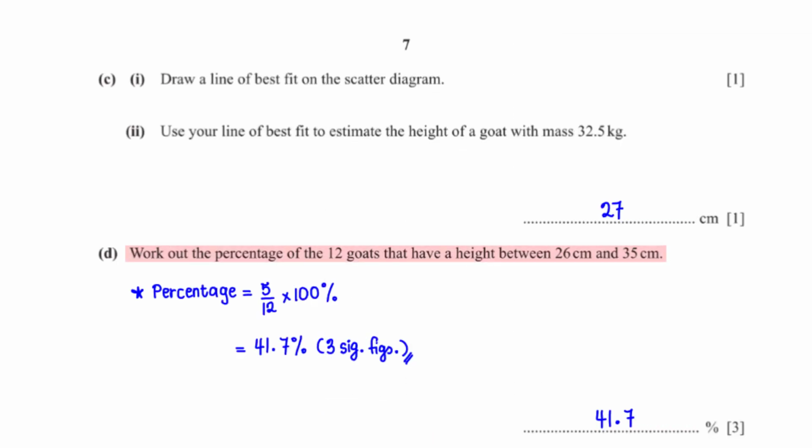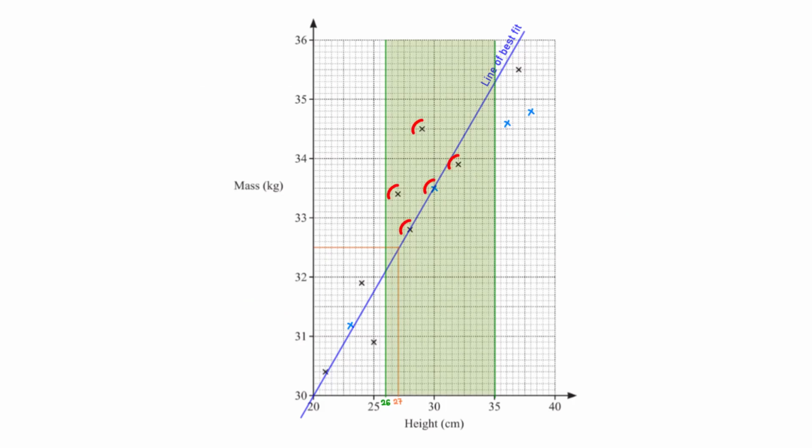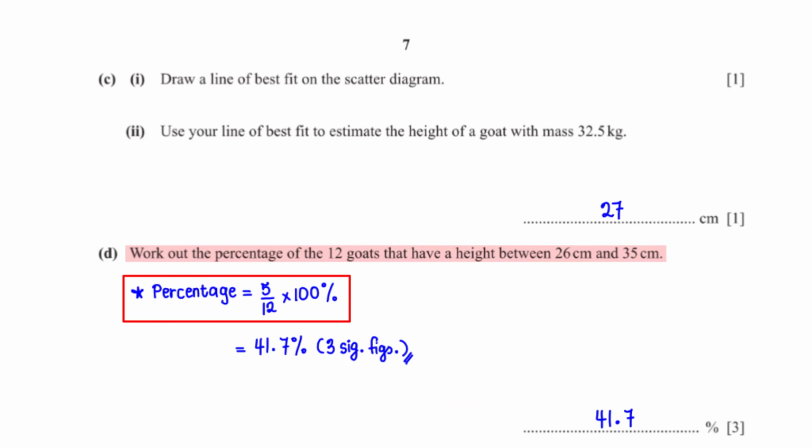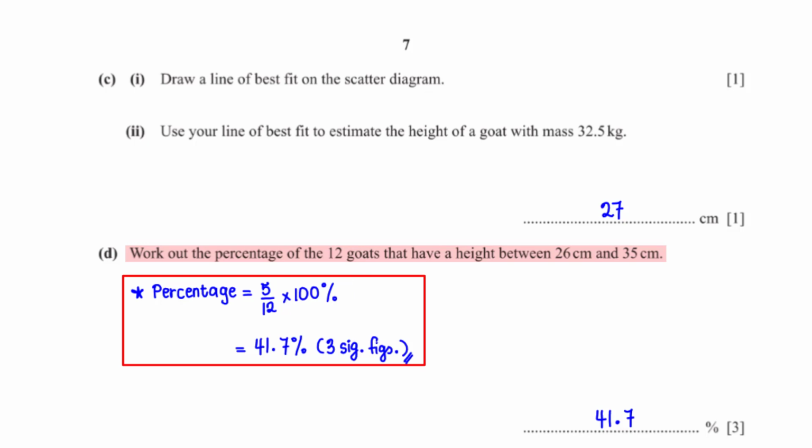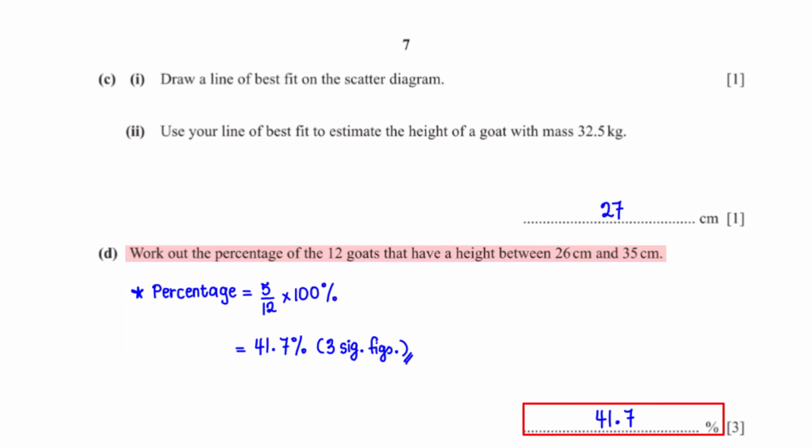Work out the percentage of the 12 goats that have a height between 26 centimeters and 35 centimeters. First, we need to find the number of goats that have a height between 26 centimeters and 35 centimeters. On the grid, we see that the number of goats in this region is 5. So to get the percentage, we have 5 divided by 12 times 100%. This gives us 41.7% rounded to three significant figures.